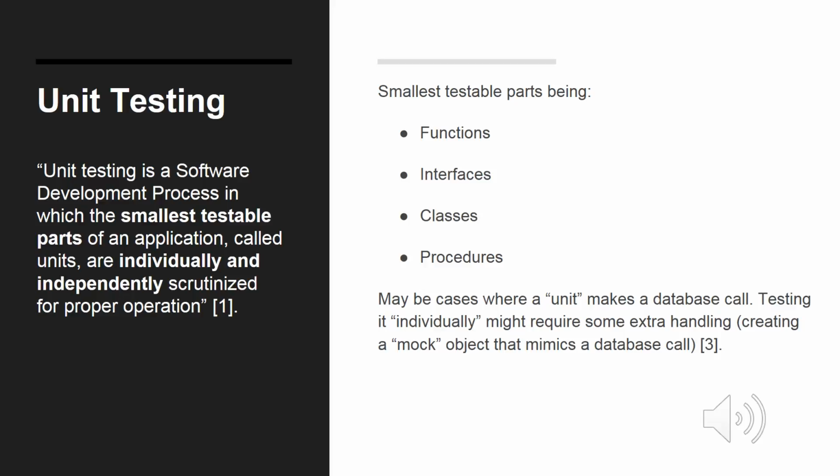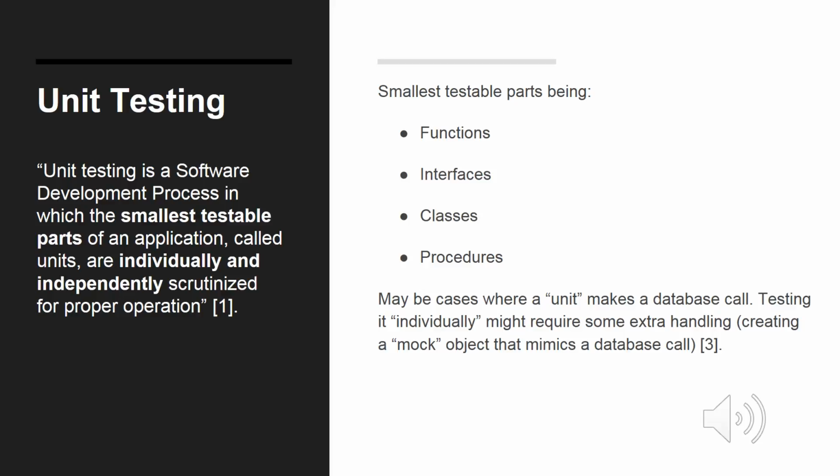Well, it means that the code needs to be complex enough that it is testable, but at the same time as small as possible. So this could apply to functions, interfaces, classes, or procedures in software code. The other key phrase to keep in mind is that the unit needs to be individually and independently scrutinized. In other words, when you're testing the unit, you need to test only that unit. So if testing of a unit spills over into the testing of another unit, then it's a problem.